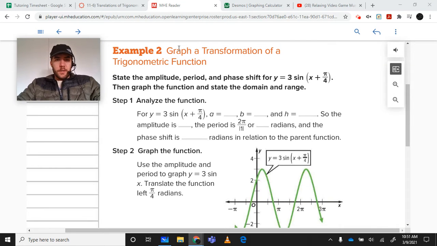Okay, example 2 here has us graphing a transformation of a trigonometric function. So kind of similar to example 1, they want us to state the amplitude, period, and phase shift for y equals 3 sine of x plus pi over 4. Okay, so this time around the amplitude will have changed.